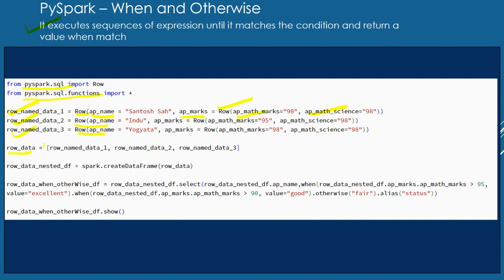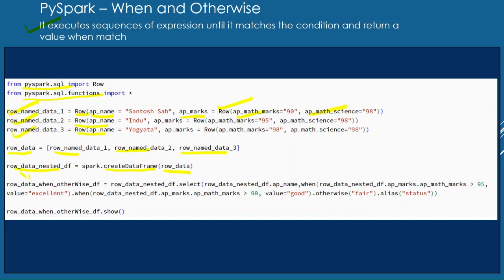Here I am creating a list variable and storing all three named Row objects in this list. With the help of spark.createDataFrame, I am creating this data frame by passing the list object.